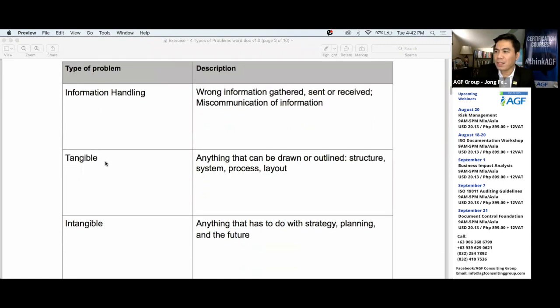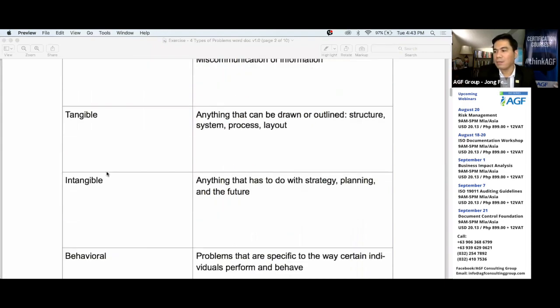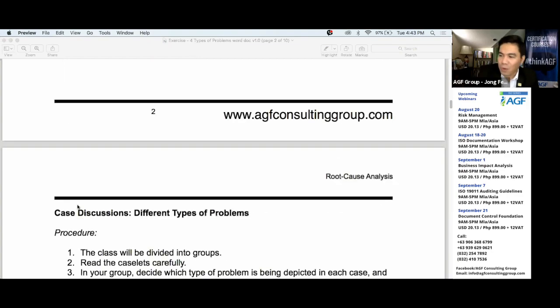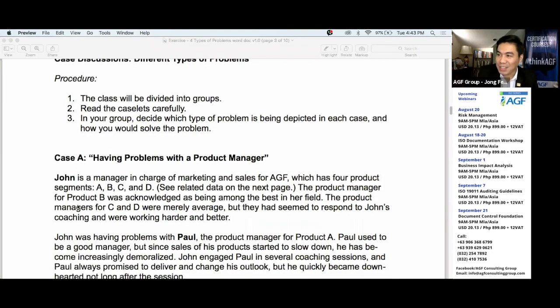So there it is. Information handling is about wrong information, wrong information gathered. Tangible has something to do with the process. Intangible with the strategy or the planning. And of course you have behavioral there, the way certain persons behave. Now we have case studies for that, by the way. For example, let's just go through this.